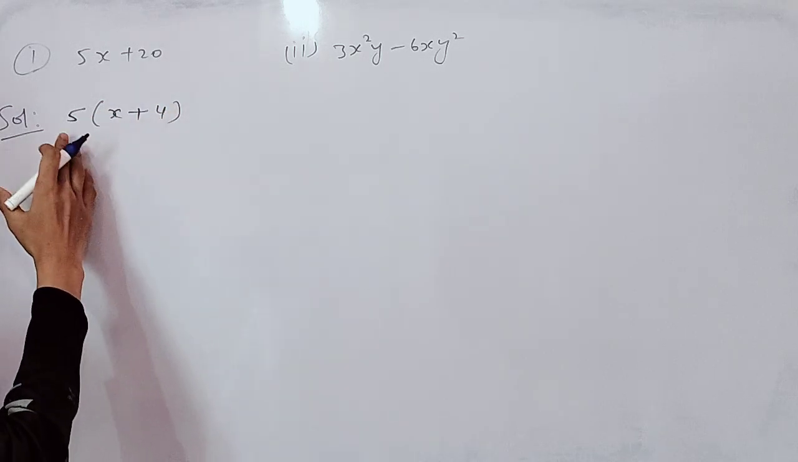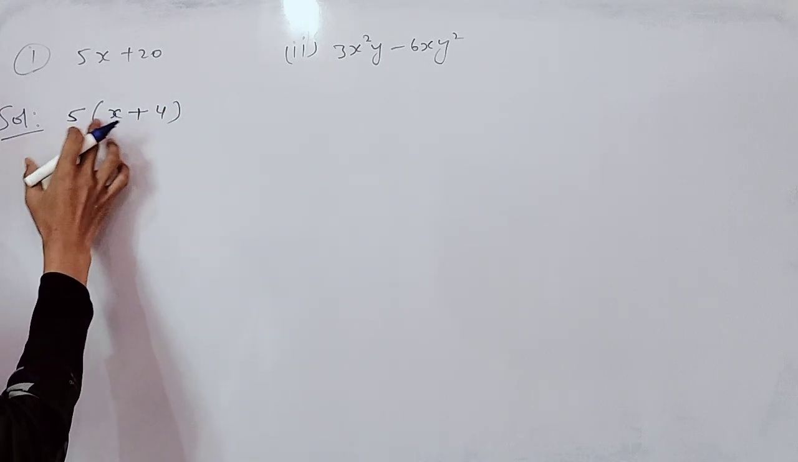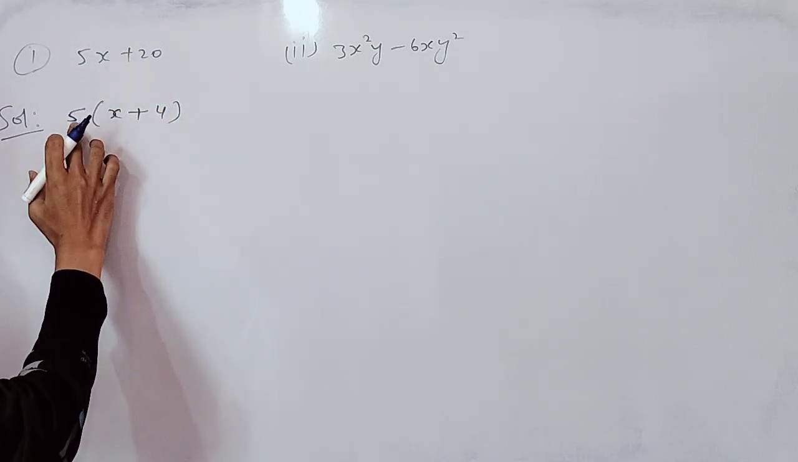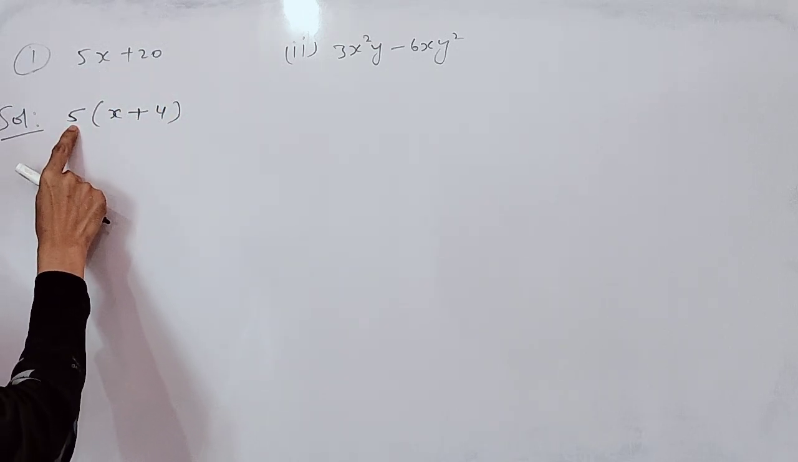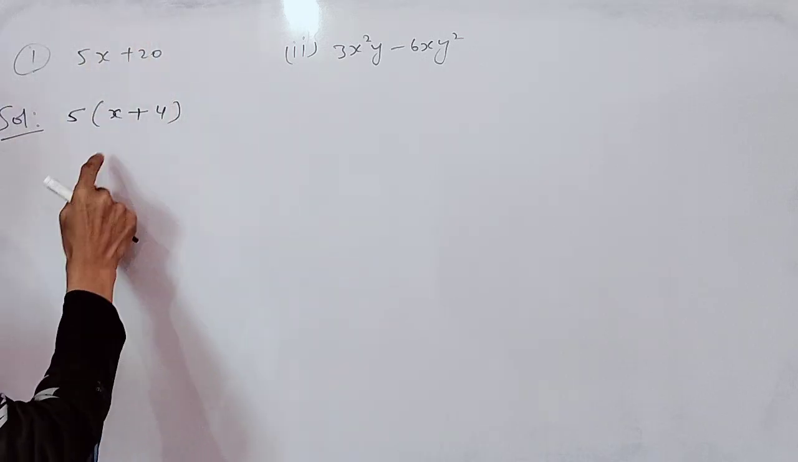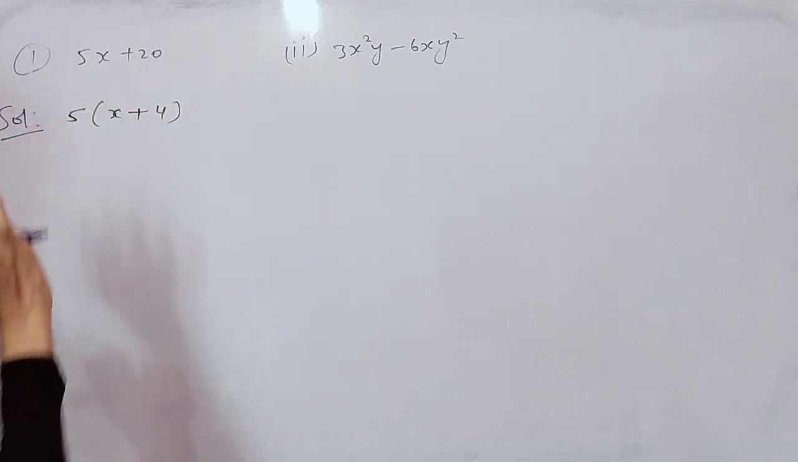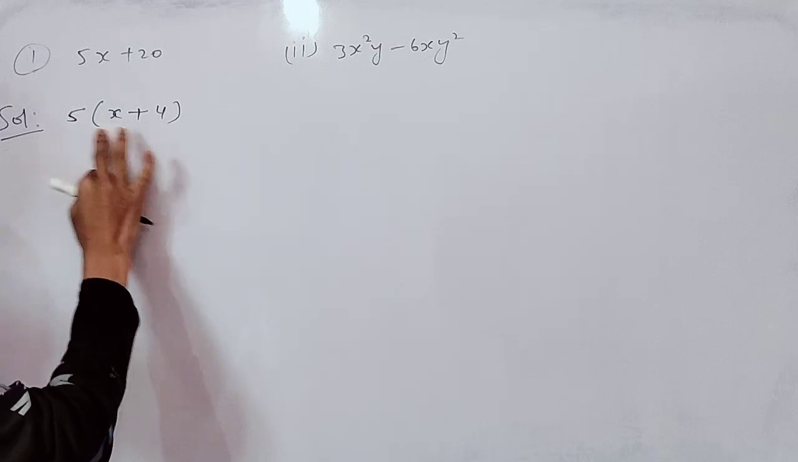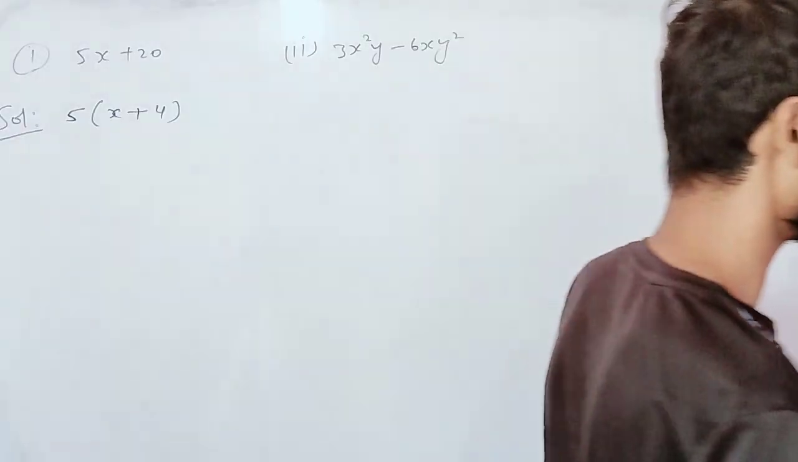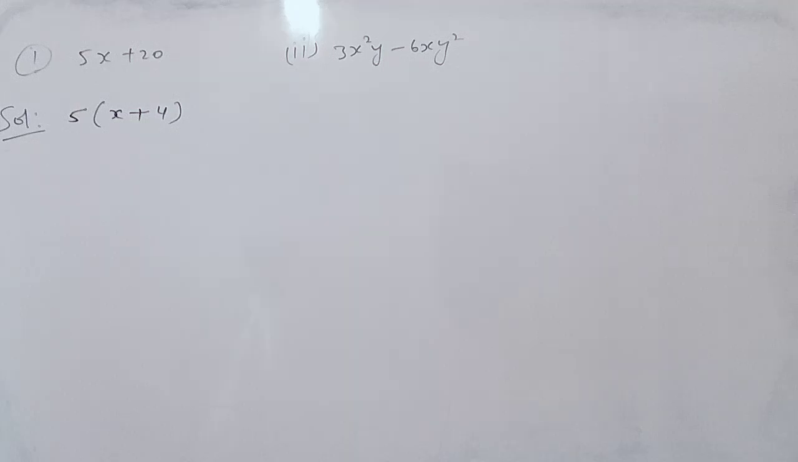Now you can even check. When you multiply 5 by x, then you will get 5x, and plus. Now it's time to multiply 5 by 4, so 5 fours are 20. So till here it is correct. This is equal to this, isn't it? This is equal to this. Clear? Till here, that's it. We have done factor. Factor it.